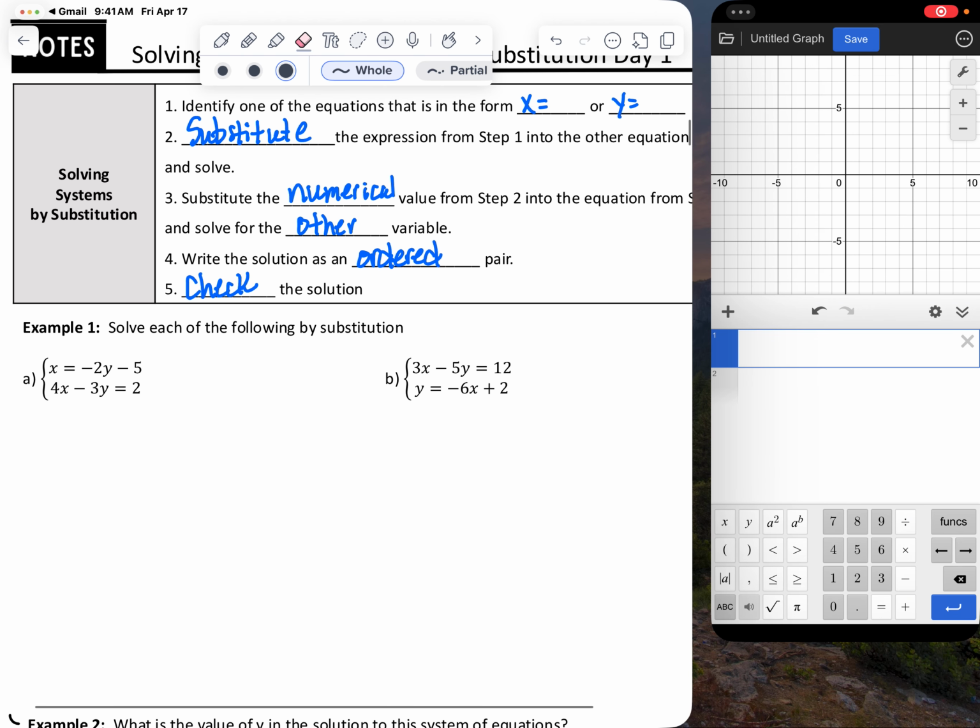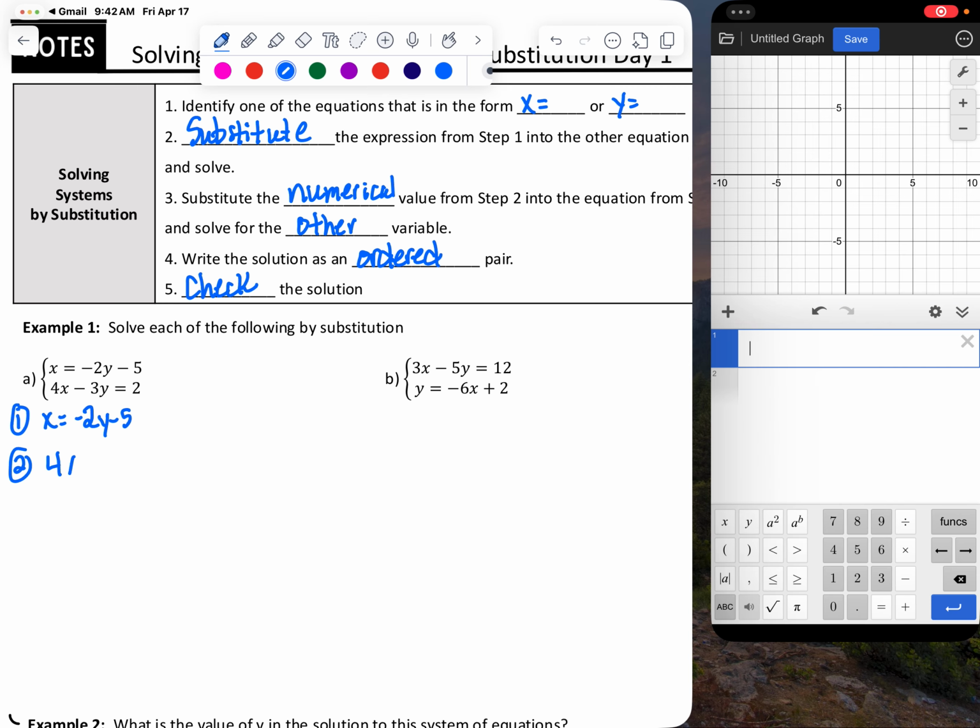So step one says identify one of the equations that's in the form x equals or y equals. So in this problem, we're going to identify the top equation, x equals negative 2y minus 5. Okay, step two, substitute the expression from step one into the other equation. So let me write down the other equation. It's 4x minus 3y equals 2.